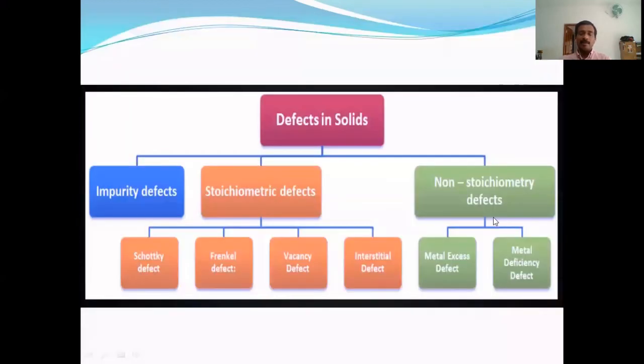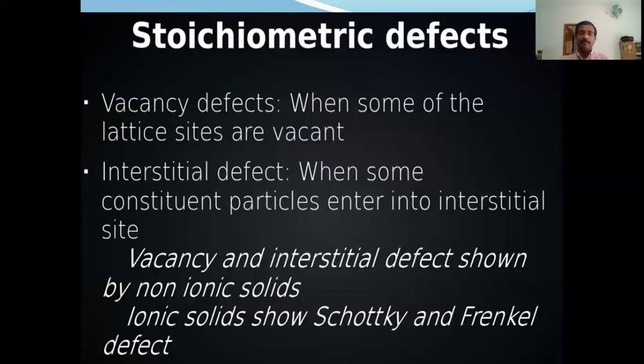It is again classified as shown here. Stoichiometric defects are classified into four: Schottky defect, Frenkel defect, vacancy defect, interstitial defect. Non-stoichiometric defects are classified into two: metal excess defect and metal deficiency defect. We can analyze it one by one. In stoichiometric defects, the first one is vacancy defect. When some of the lattice sites are vacant, vacancy defects arise.